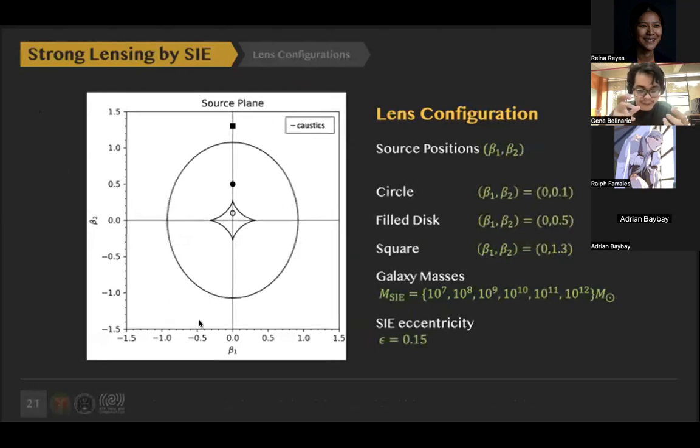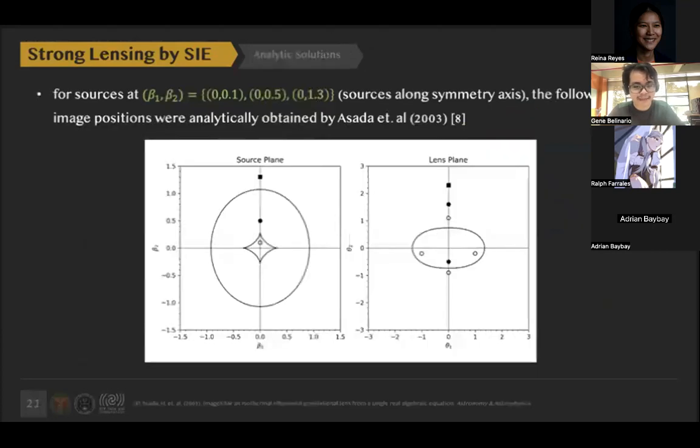Now, we try to calculate the images for different galaxy masses, 10^-7 to 10^-12 solar masses. We do this because this is the typical range for galaxy masses. And similarly to their analytic work, we also employ an eccentricity equal to 0.15. Based on their findings, we should have the following image positions of the calculated images.